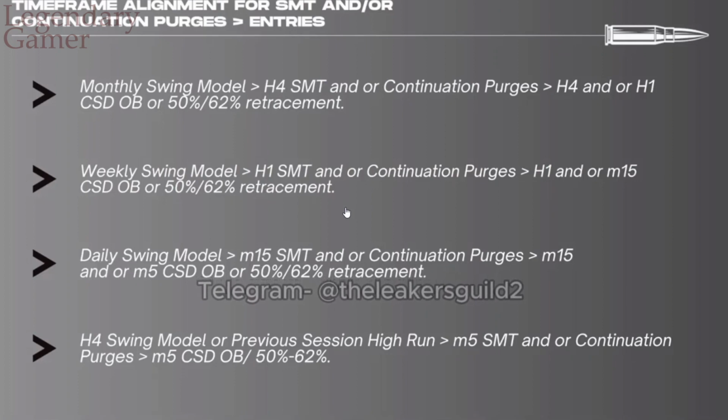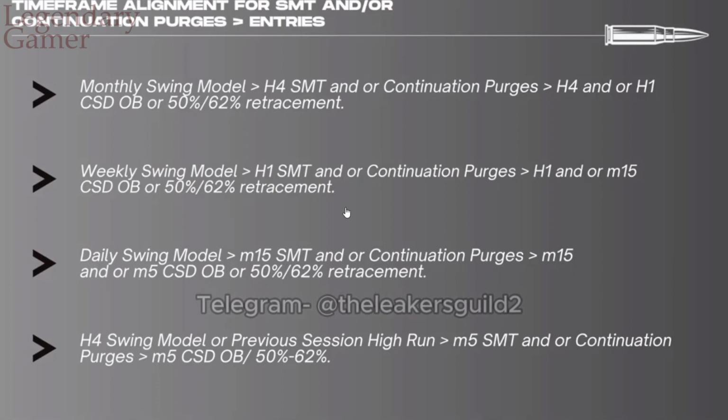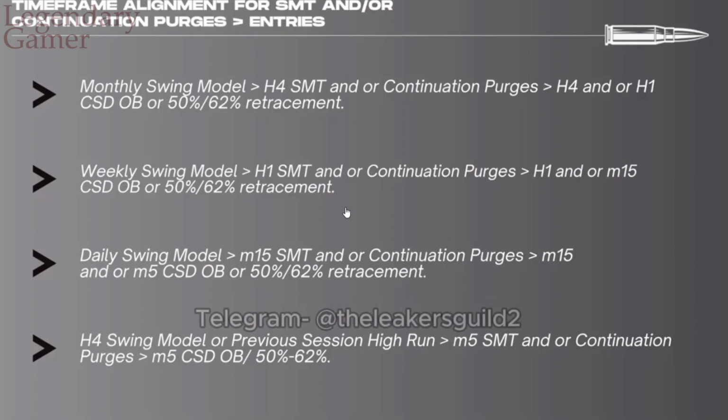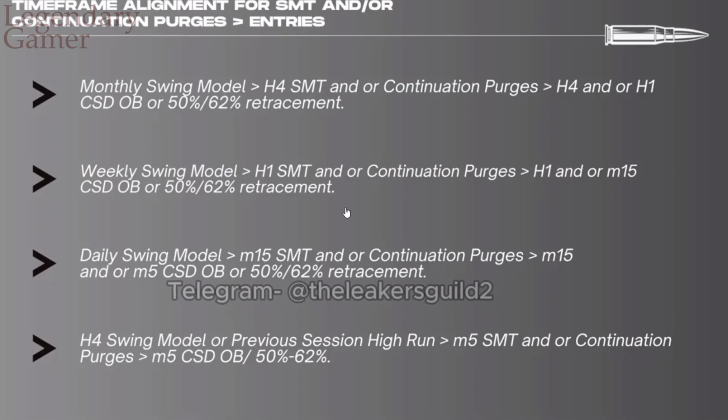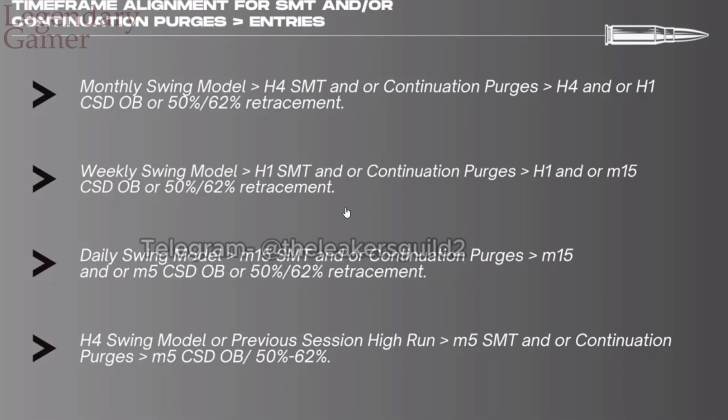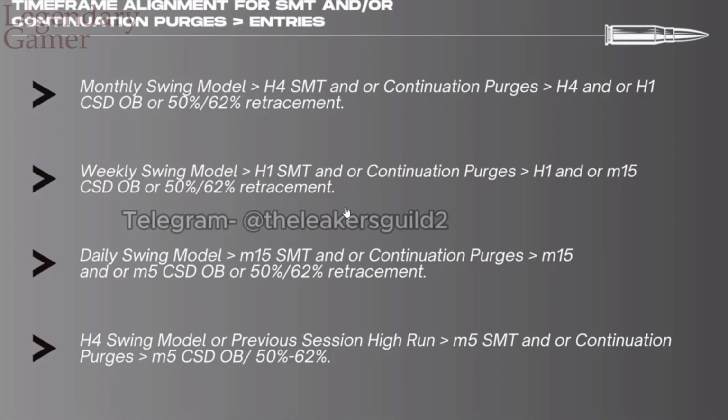Right, so now let's dive into time frame alignment for SMT and our continuation purge, and then how to take an entry. We've got 4 models over here, 4 swing models. We've got a monthly swing model, and we're going to be looking for 4-hour SMT or continuation purge, and then 4-hour or 1-hour change in the state of delivery order block, or 50 to 62% retracement level. Then we've got a weekly swing model, a 1-hour SMT we're going to be looking for, and or continuation purge, and then a 1-hour or 15-minute change in the state of delivery order block, or 50 to 62% retracement level.